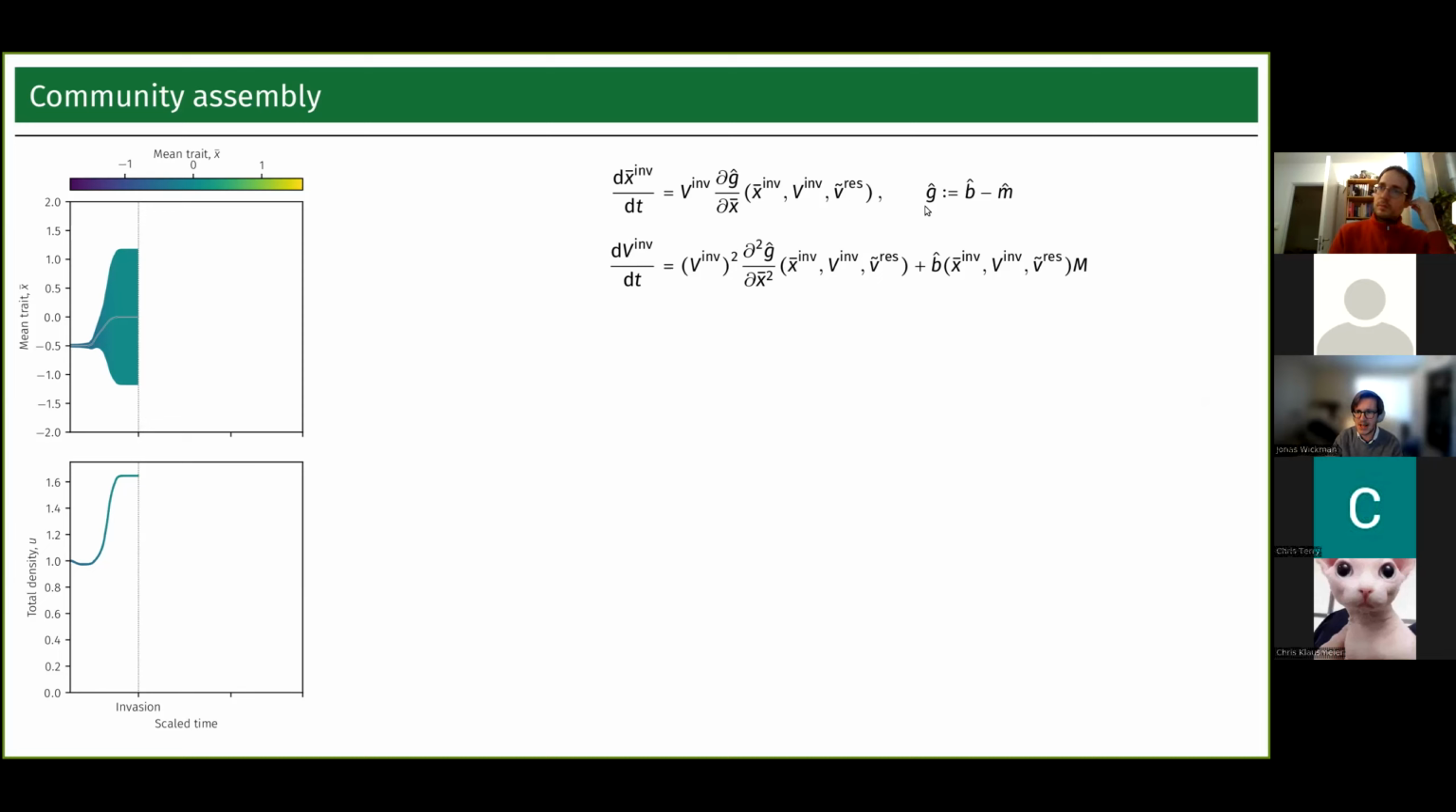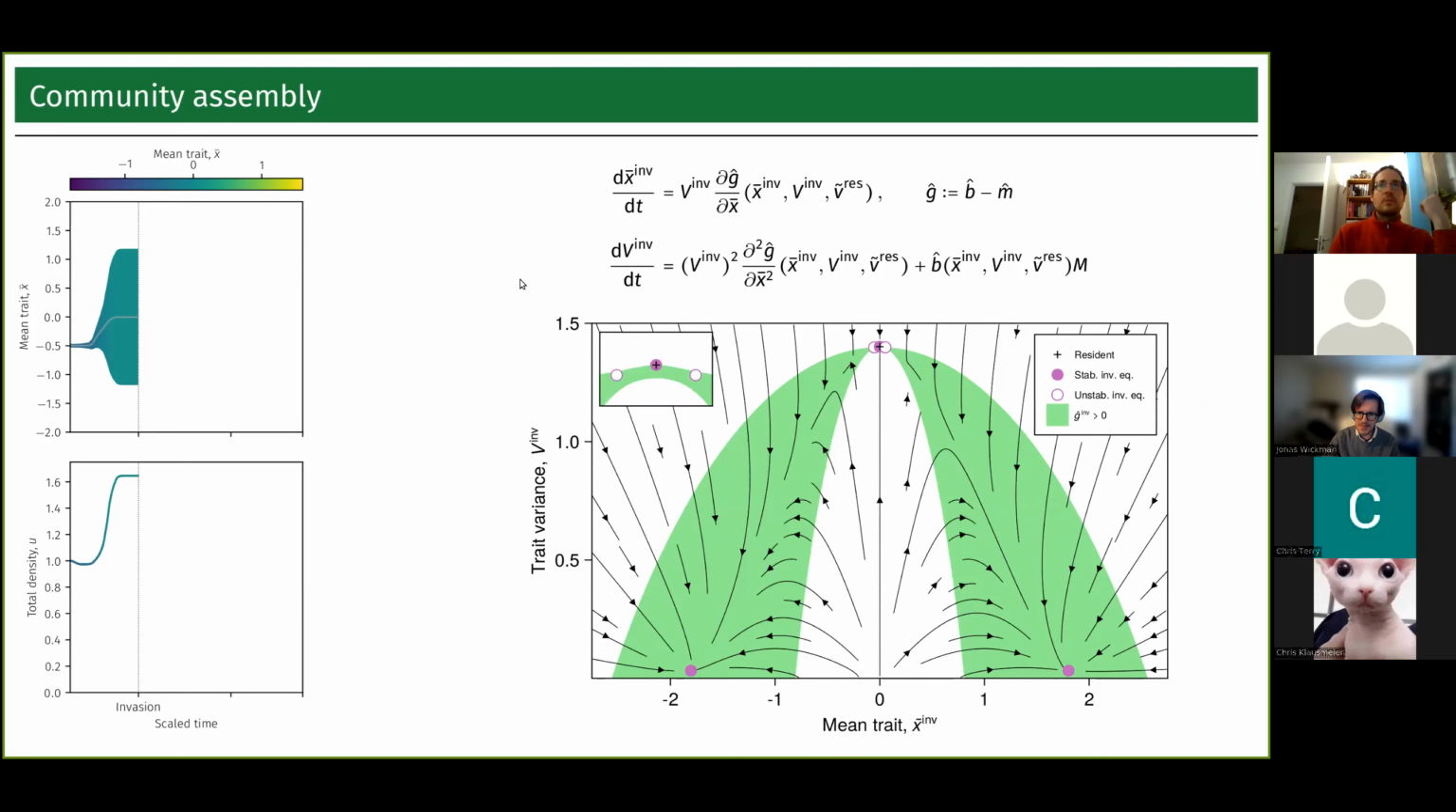We write G hat for the net per capita growth, B minus M. And we can visualize what happens to the invader over time according to these equations in a stream plot. I'll go over all the things that are here. So the arrow just indicates the flow of these equations in the environment given by this resident over here. And we mark the resident with a plus sign, so it has a mean of 0 and a variance slightly below 1.5. And then we denote the stable equilibrium for the invader equations as a solid purple dot, and the unstable equilibrium for the invader as open purple dots. And this little rectangle here is just a zoom in of what's going on around the middle.